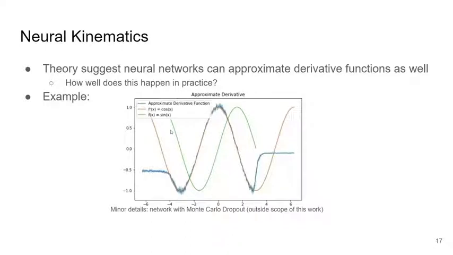And so why we thought this might work is that neural network theory seems to suggest that when a network is trained to predict a function, it also learns to recover the derivative functions as well. And so kind of the underlying question is, how well does this happen in practice for robotic problems?